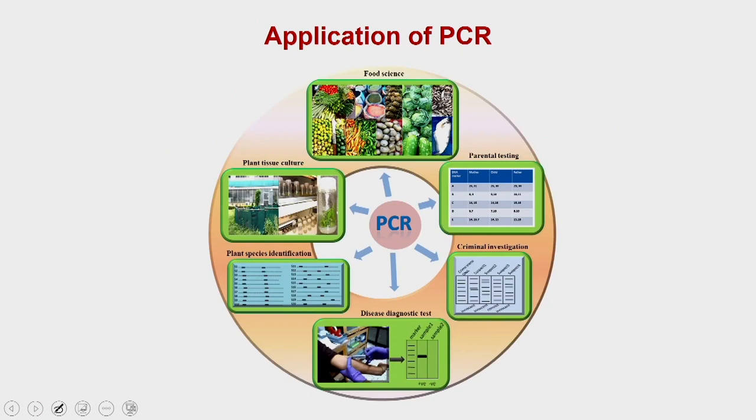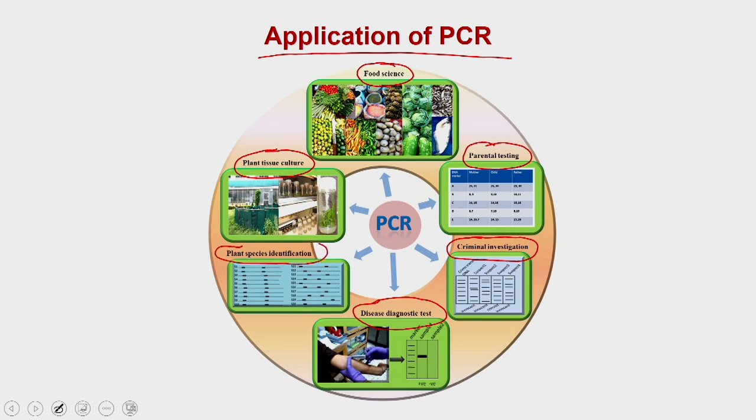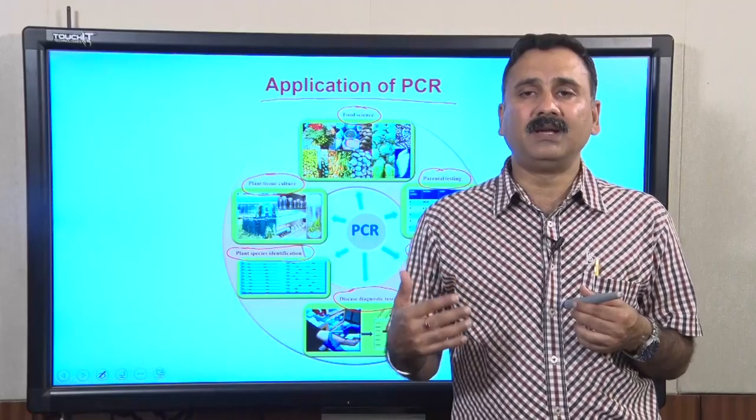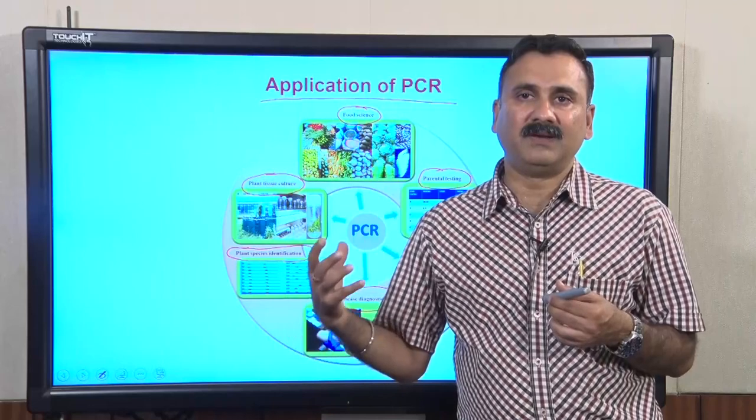Now at the end, we would like to discuss the application of PCR in different fields. So the PCR has vast applications, whether it is food science, plant tissue culture, parental testing, meaning all sorts of genetic investigations, or criminal investigations, or whether you are going to use the PCR for diagnostic purposes, or for identifying or characterizing a plant species.